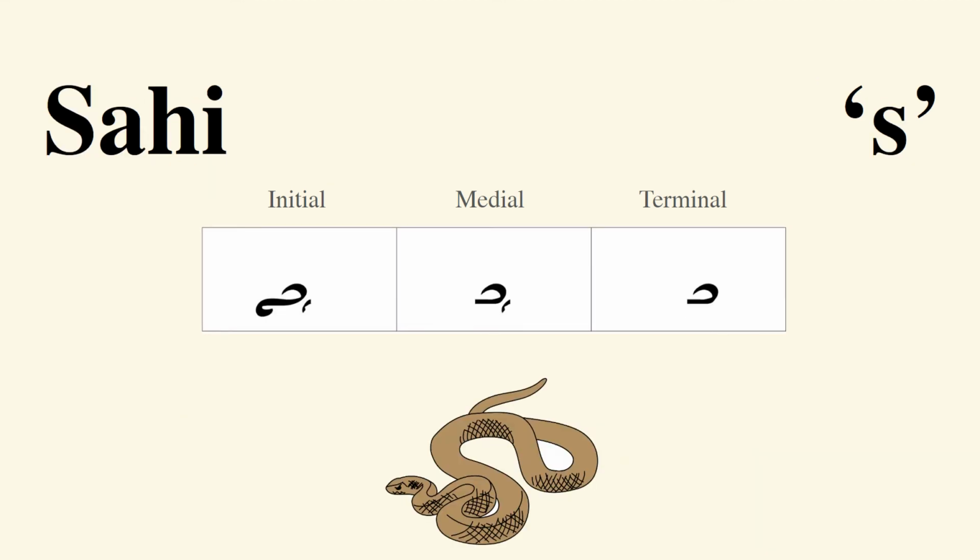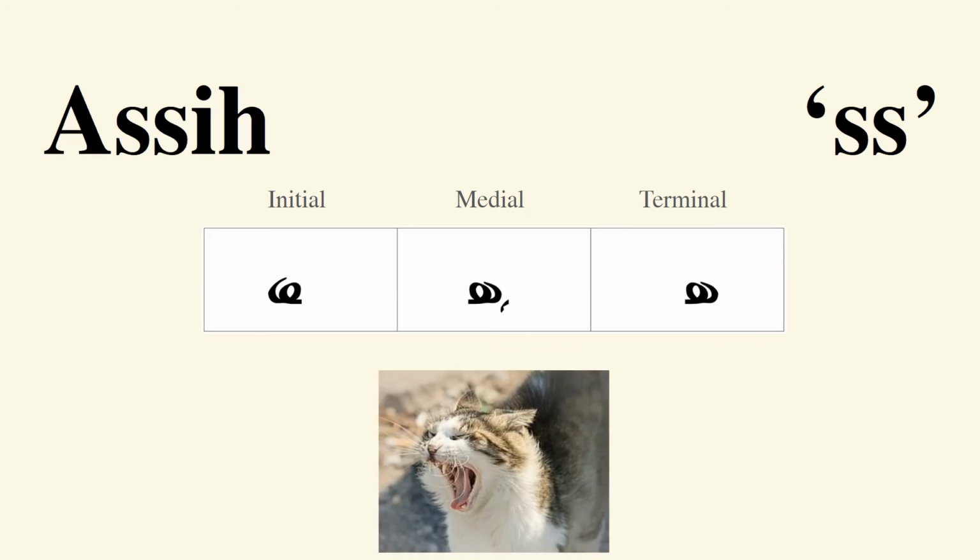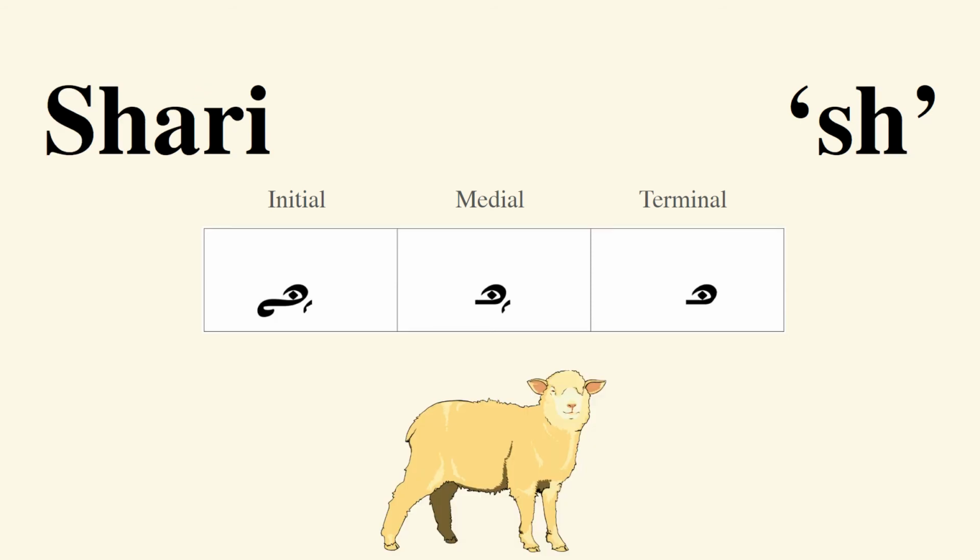Next we have sahi, right? Another one of my favorite letters, just because it looks so cool. It makes the s sound, as in snake. Then we have asi, which is an elongation of sahi, an elongation of that s sound. Makes a sound really sort of like the hissing of a cat. I think that's a nice way to think of it.